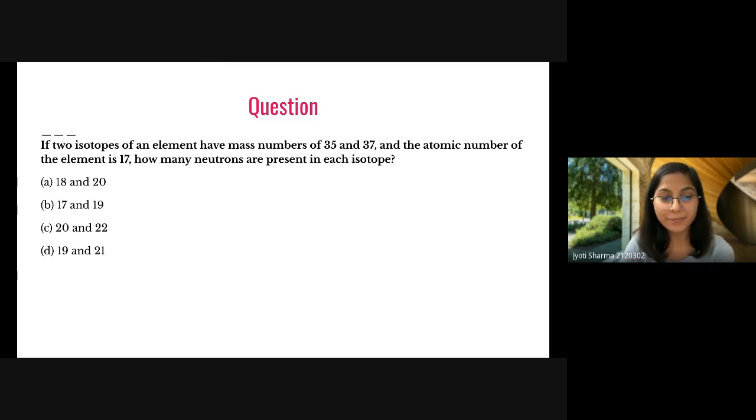Okay, again, a very simple question. If you have two isotopes of an element with mass numbers of 35 and 37, and the atomic number of the element is 17, how many neutrons are present in each isotope? The answers are 18 and 20, 17 and 19, 20 and 22, 19 and 21.